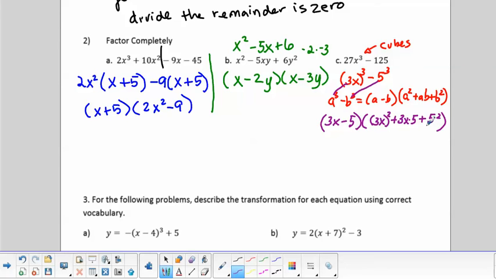So these are our factors, but we can probably simplify this second one just a little bit. So I have 3x minus 5. The square of 3 is 9, so this is 9x squared. This term becomes 15x, and the last term is 25. Okay, let's move on to the next section.